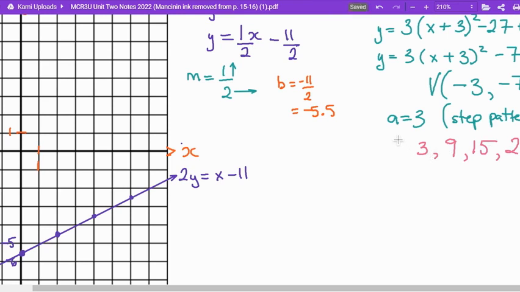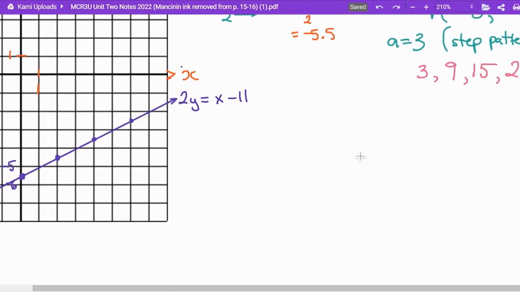And so as I go 1 across, I will go 3 up. 1 across, 9 up. Right? That's what the step pattern does. 1 across, 3 up, 1 across, 9 up, 1 across, 15 up.